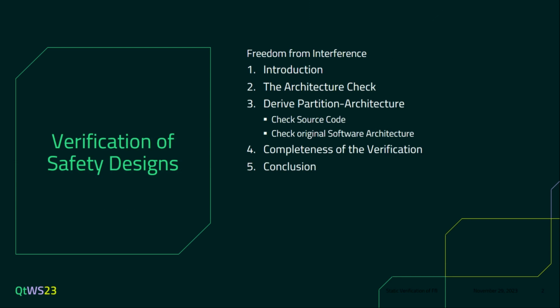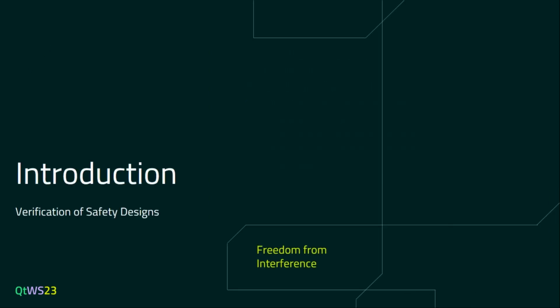I'm going to talk about a little property, freedom from interference, that you often encounter in safety-related development. This is the outline of this talk. I'm going to introduce the feature, present our technology, the architecture check, and then proceed how to derive a partition architecture to prove this property of freedom from interference, discuss a little bit about if this is already the complete solution, and we're going to conclude in the end.